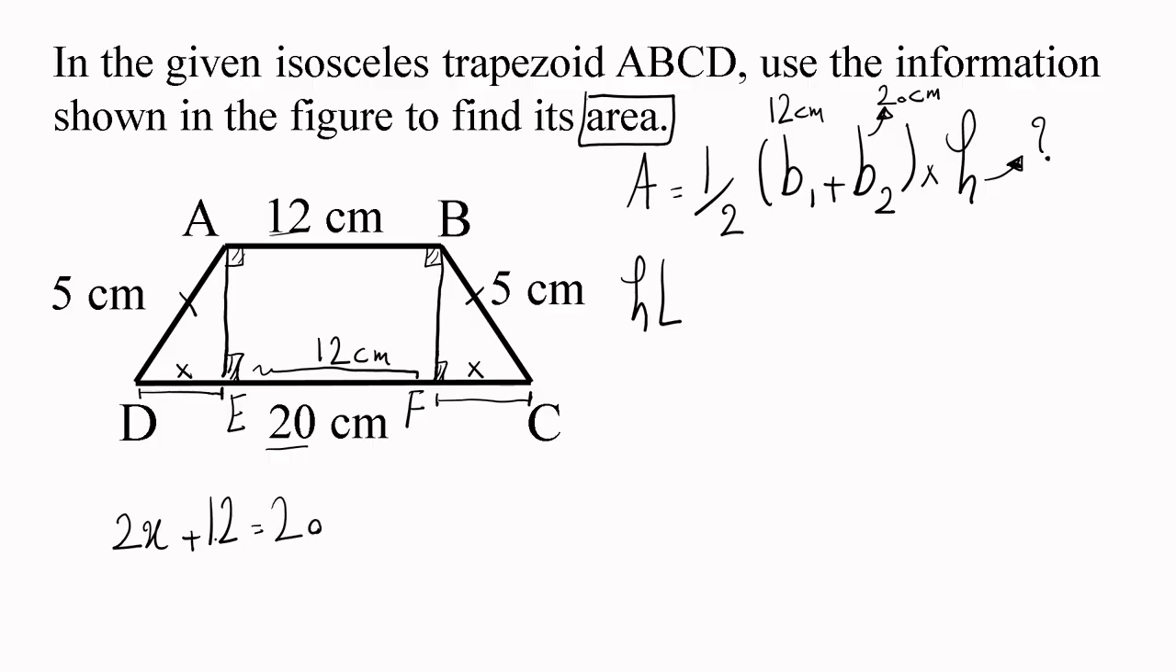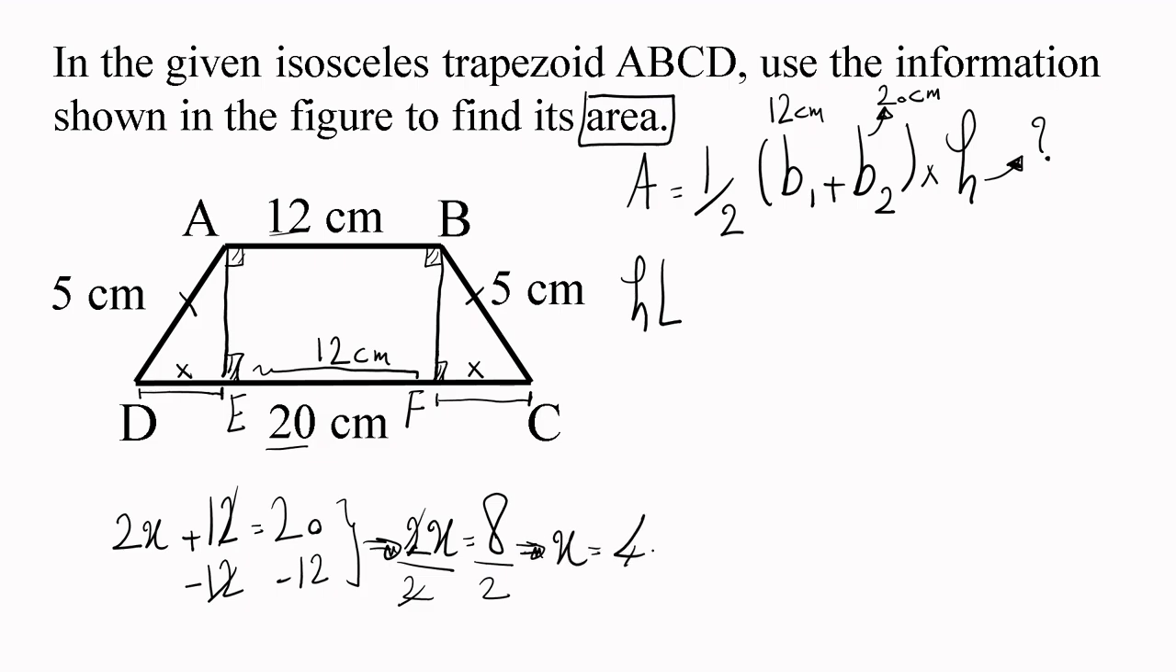I'm gonna solve this equation based on inverse operation. So I'm gonna subtract this one by 12 and this one by 12. These two are gonna cancel each other out. And if I add them, what am I going to have? I'm gonna have 2x is equal to 8. I'm gonna divide both sides by 2. It's really easy. I expect you to know how to solve this equation. So finally, x would be equal to 4 centimeters. So this side is equal to 4 centimeters.